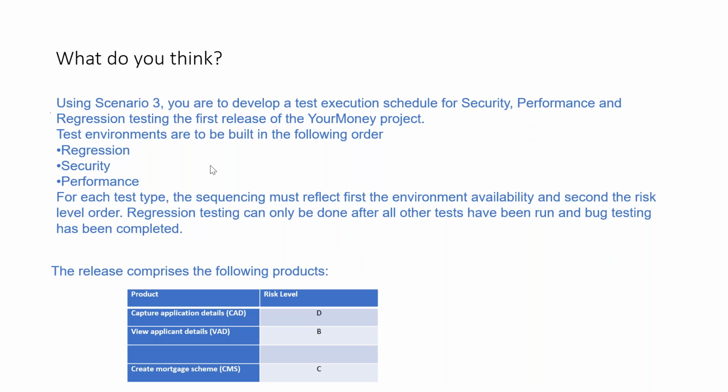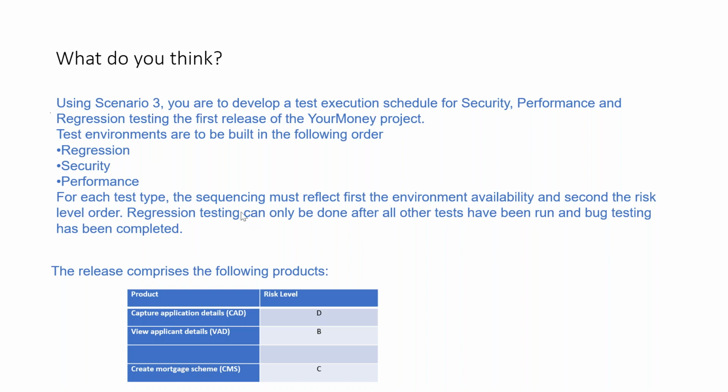Whenever you think about a test execution schedule, there are some constraints, there are risks, and based on that you will adjust when to do what order, which one will be done first, second, third, that priority. The constraints here: test environments are to be built in the following order. For every test there is a need of a separate test environment. For regression testing, a regression test environment. Security testing, a security test environment. For performance testing, a performance test environment. So for each type, the sequencing must reflect the environment availability first. Environment availability is a critical dependency constraint for the manager while planning this execution schedule.